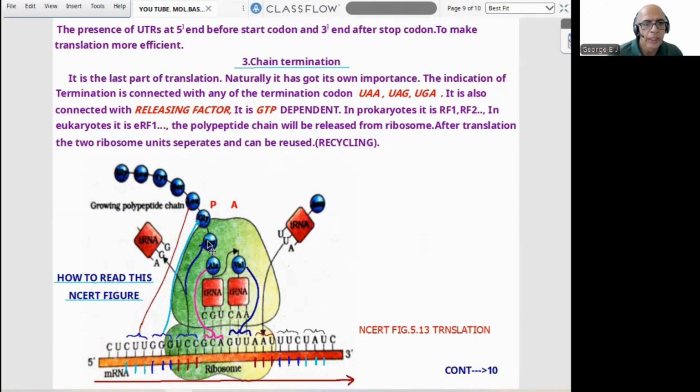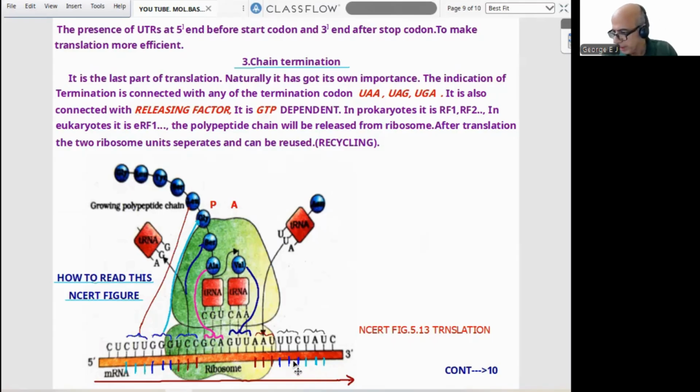NCERT diagram. Third is GGG. Here you can find GGG, and GGG stands for glycine. After that again, CUU. It stands for leucine. Now this side, GUU. It stands for asparagine, ASN. Sorry, AAU stands for asparagine. GUU stands here for valine. So GUU, valine. AAU, that is ASN, asparagine.